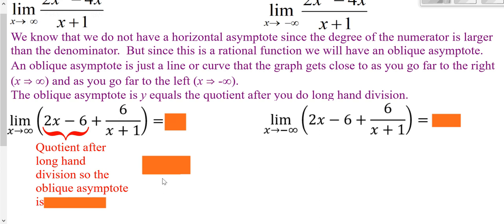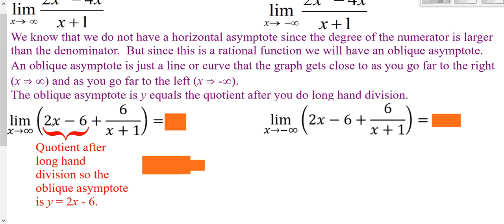Well, we're looking at what happens to this graph as you go far to the right. If I go far to the right, 6 over something big, because you're plugging in infinity, 6 over something really big would really be close to 0. So your graph really just gets close to this diagonal line. That's your oblique asymptote.